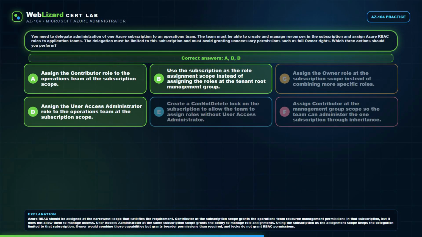Exam clue: for least privilege delegation, separate resource management from access management. Contributor manages resources. User access administrator manages role assignments. Scope both as narrowly as possible.